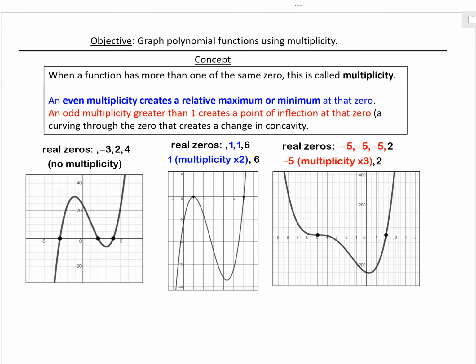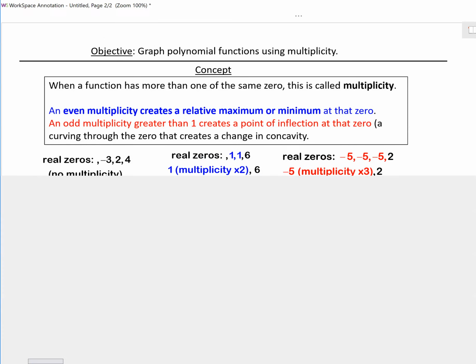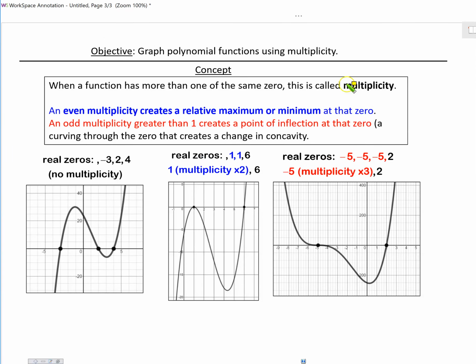In Unit 13 we are going to focus on the graphs of polynomial functions and behavior, zeros, real zeros, rational and irrational, things like that. And in this lesson we are going to introduce a concept that we call multiplicity. Multiplicity is when a function has more than one of the same zero.